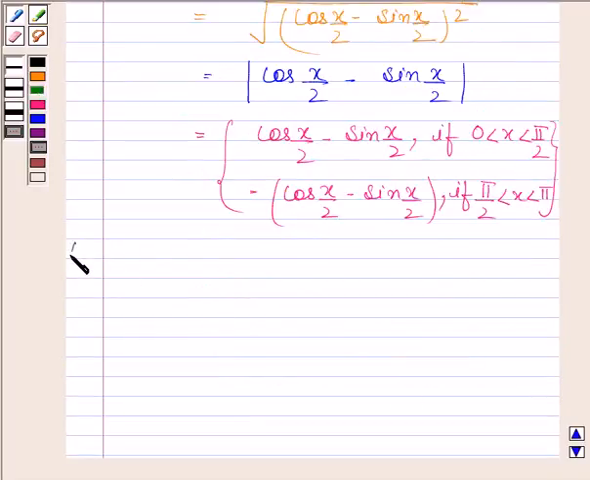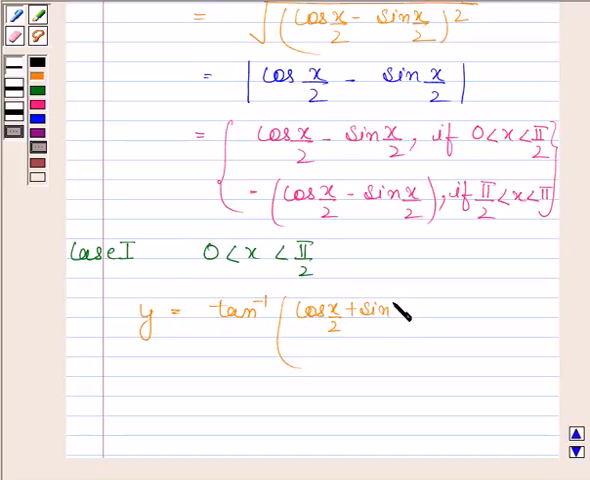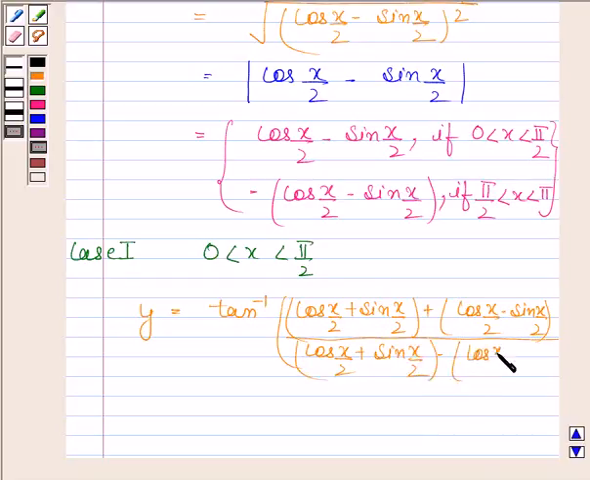Now we will have two cases. In case 1, we will have 0 less than x less than pi by 2. Now in this case, y is equal to tan inverse of cos x by 2 plus sin x by 2 plus cos x by 2 minus sin x by 2, divided by cos x by 2 plus sin x by 2 minus cos x by 2 minus sin x by 2.